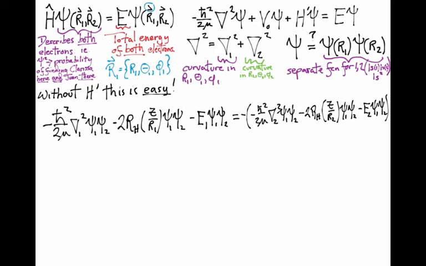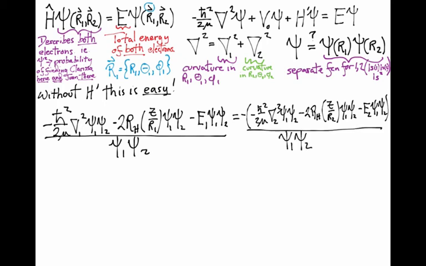I still have the psi 1 and psi 2 and everything, and I've got to get rid of them. So let's just divide everything by psi 1 psi 2. Well, that's pretty useful because, first of all, let's look over at that del 1 squared there.